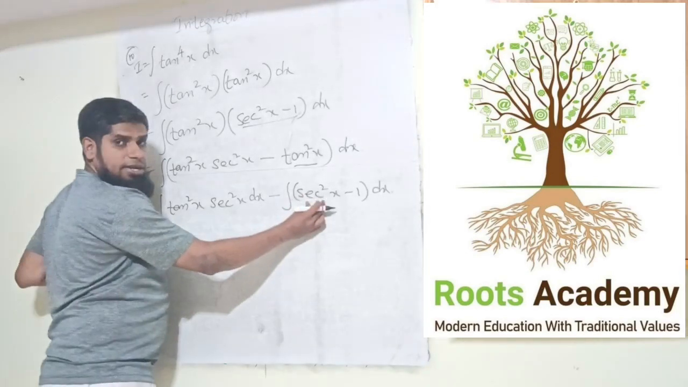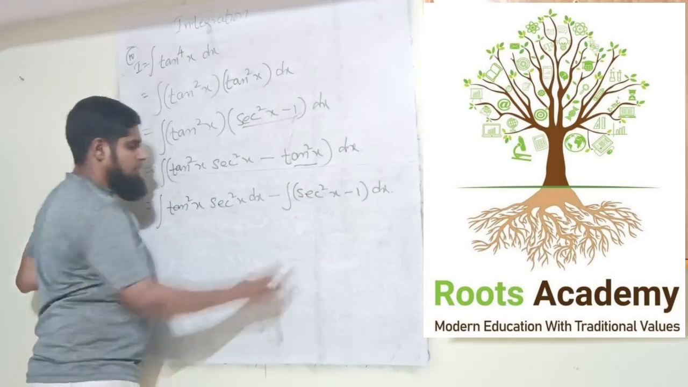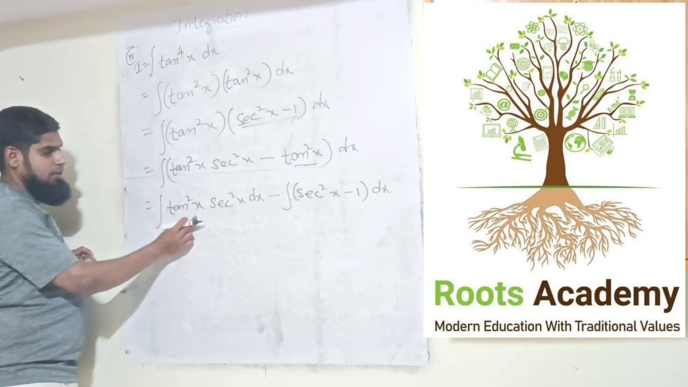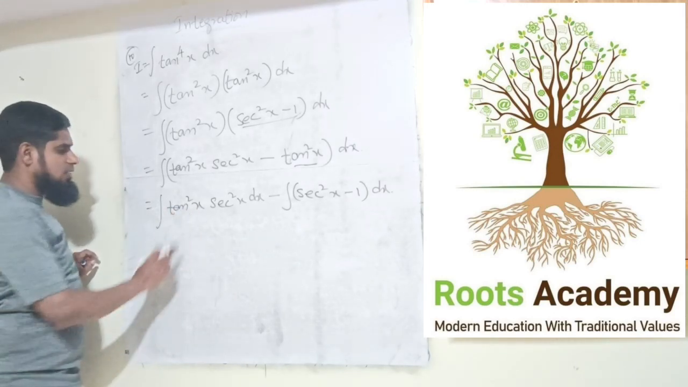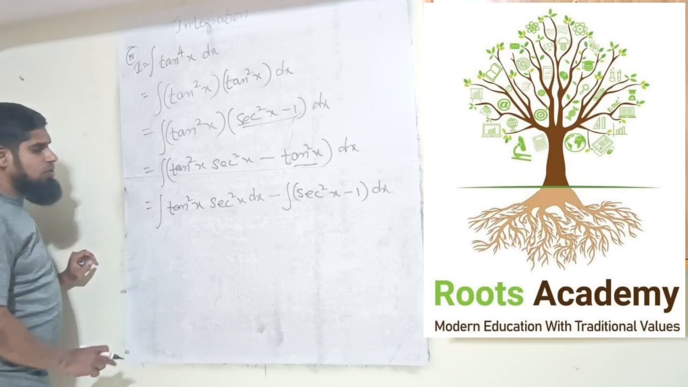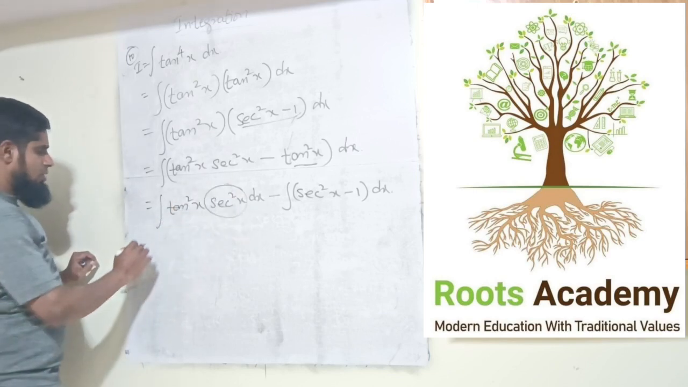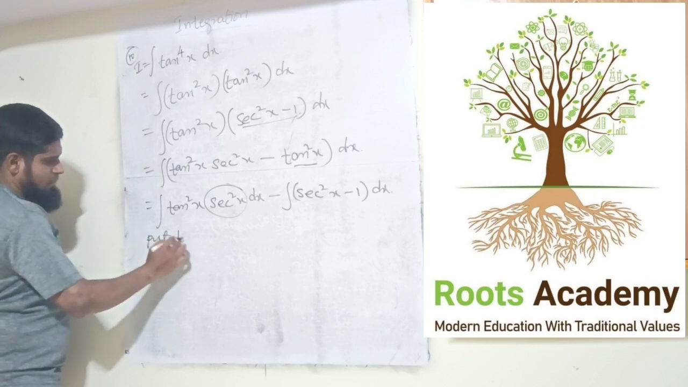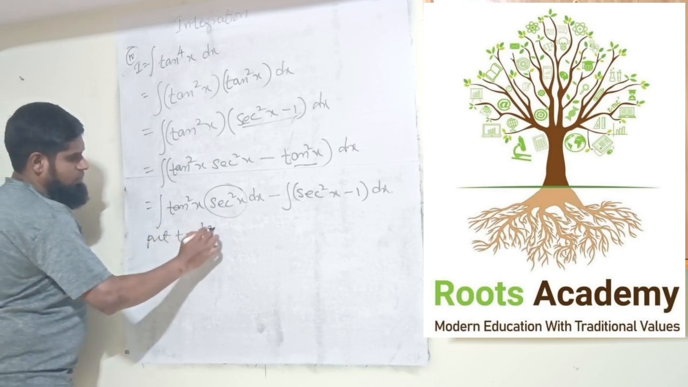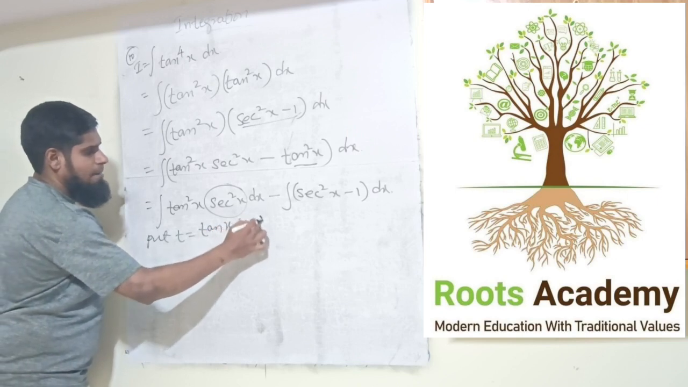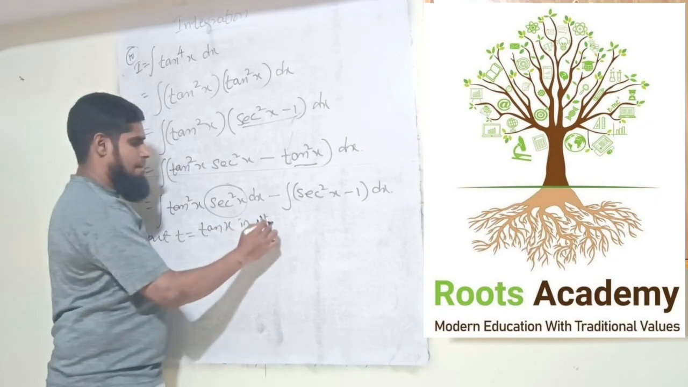Now these two have direct integration, but this one creates some problem. So I will apply the method of substitution here, and in that I will take t as tan x, because I know the derivative of tan x is secant square x, which exists here. So put t equals tan x in the first integral.